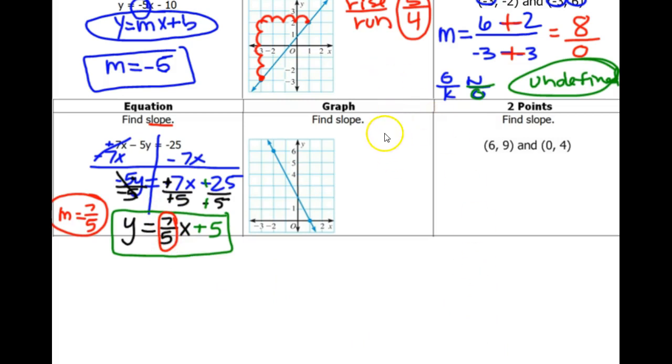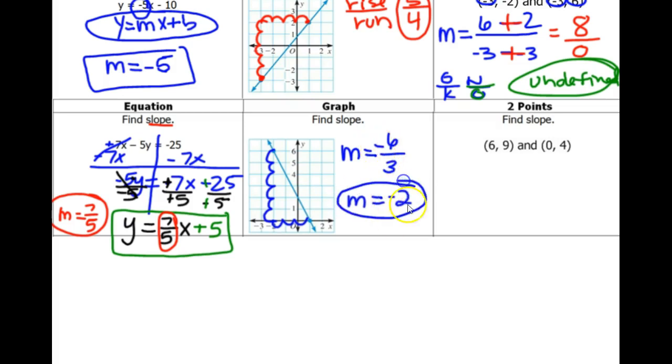All right, next two should go pretty quick. Finding our slope, we're just counting rise over run. So we're really going down -1, 2, 3, 4, 5, 6, and over 1, 2, 3. Well, we can simplify that. I know 6 divided by 3 is 2, so it's really just a -2 or -2 over 1 if you want to leave it as a fraction.